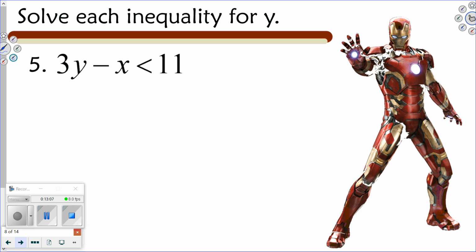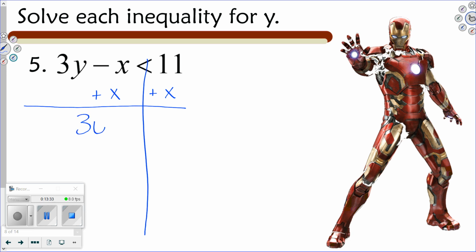All right, number 5. Now this one, notice it's not an equal sign, but we have an inequality. Okay, so do I treat them any different? What's the only special rule the inequalities get? Good. Multiply or divide by negative, it switches, right? It's the only difference. Good. Add your x. Good. 3y is less than x plus 11.